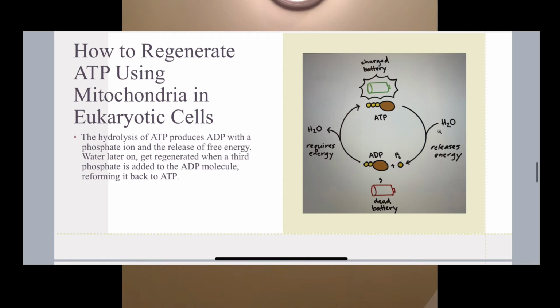And then I have a diagram shown. Again, we're bringing up that charged battery, dead battery analogy, and we can see how above we have the ATP, and it releases energy and becomes ADP plus the Pi, and then it loses more water when it requires energy. It's just this constant cycle to regenerate ATP, and it's super important.